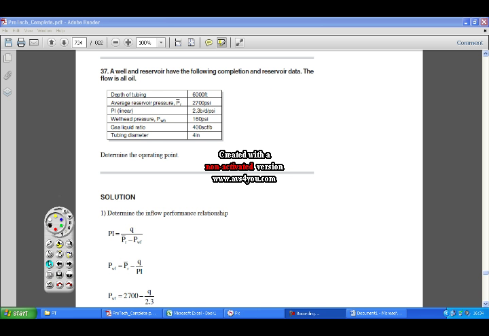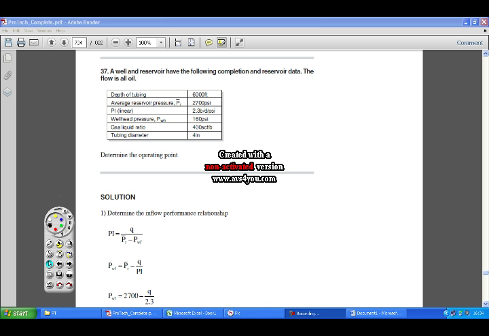For these conditions, we have a well equipped with 6,000 feet long tubing. We know the tubing diameter, we know the average reservoir pressure, we know our productivity index, which is also linear. We know that the wellhead pressure is fixed at the value of 160 psi, and we know our gas-liquid ratio. Because we only produce oil, you can as well call it gas-oil ratio, at 400 standard cubic feet per barrel.